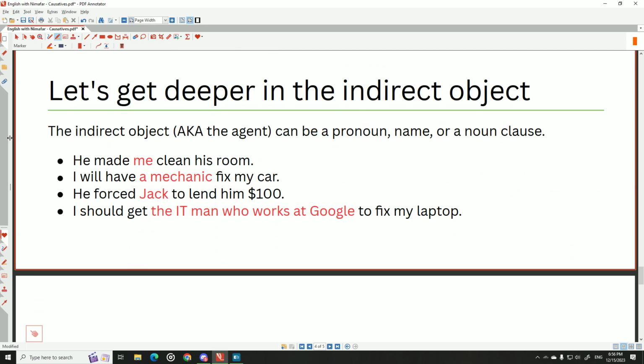In indirect, we talked about this. The agent, we call it the indirect. It can be a pronoun, a name, a job title, or a noun clause, and whatever. He made me, pronoun, clean his bedroom. I will have a mechanic, job title, fix my car. He forced Jack, name, to lend him. I should get the IT man who works at Google. Oh my god, that's a lot. The IT man who works at Google is your agent. And you say, he made the IT man who works at Google fix my laptop.